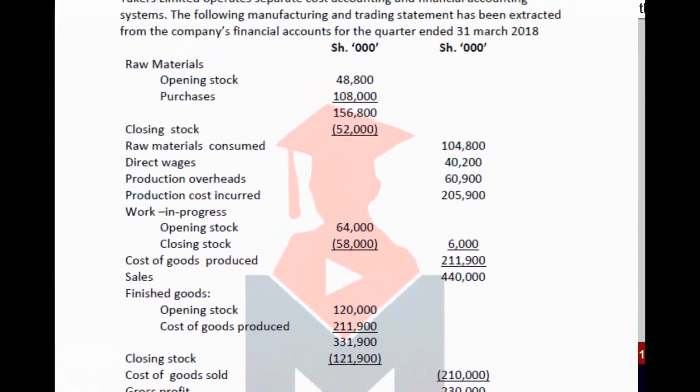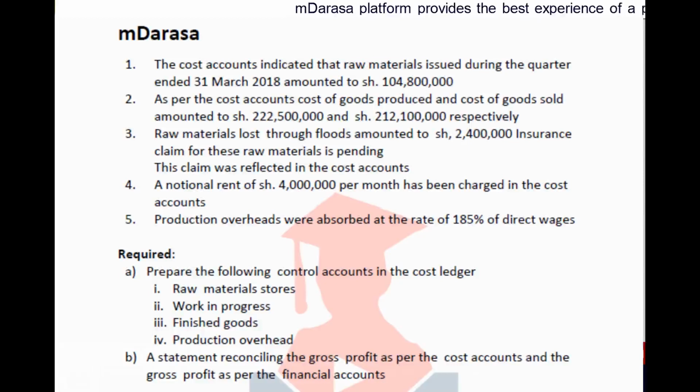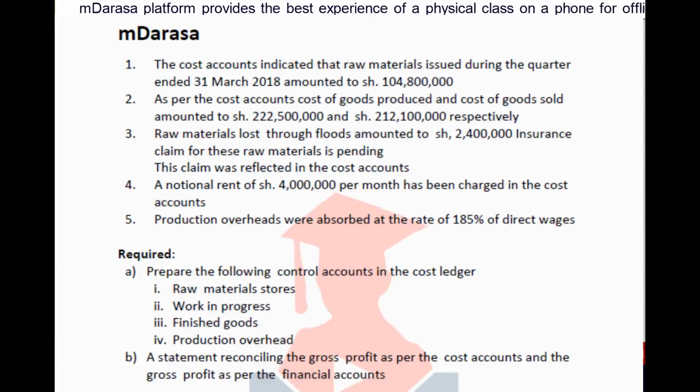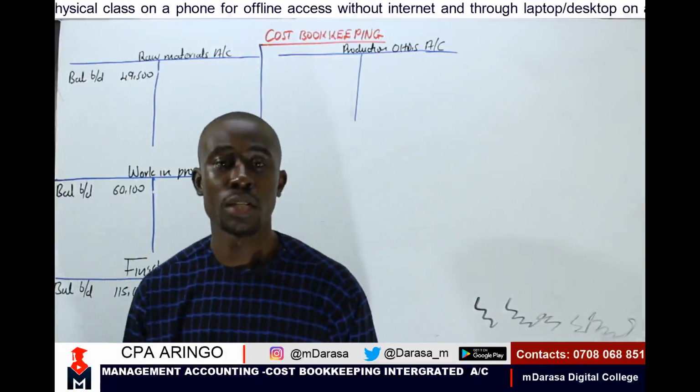Identifying our accounts, we are told that I'm having raw materials consumed. If we look at note 1, the cost accounts indicated that raw materials issued during the quarter ended 1st March 2018 amounted to 104,800. So, my good student, you should recall the aspect of the double entry that you mentioned.